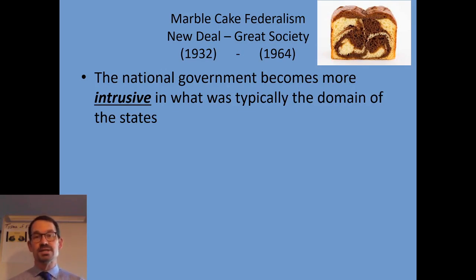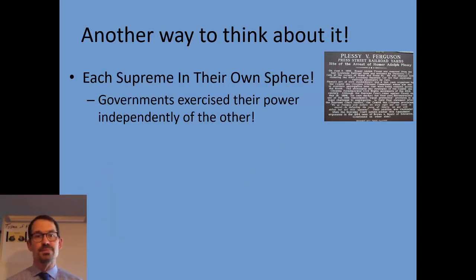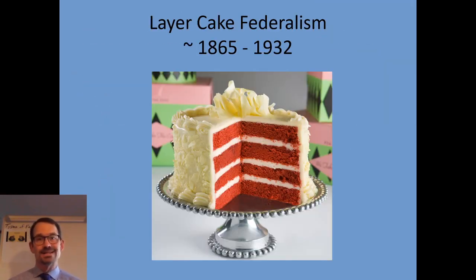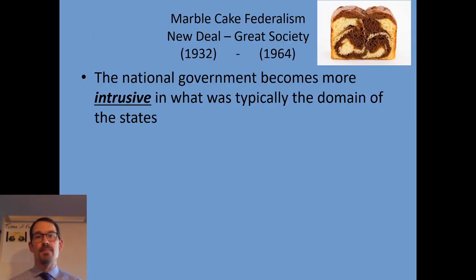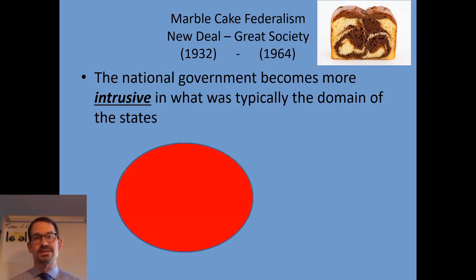Now, if you guys notice here, there's a clear difference between marble cake federalism and layer cake federalism, and you can simply look at the cakes. If you look at layer cake federalism, there's a line between the two, right? They don't touch. If you look at marble cake federalism, they start to kind of get mixed together. So the definition here is the national government becomes more intrusive in what was typically the domain of the states. This is the first time the national government starts giving the states money.